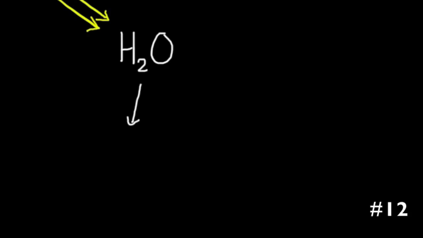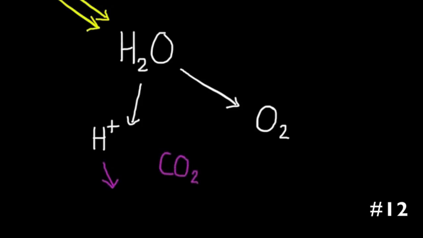An incorrect answer in the past has been that it comes from the carbon dioxide, but you'll notice that the carbon dioxide combines with the hydrogen ions in order to produce the glucose. So the oxygen in the carbon dioxide goes into the glucose. The oxygen that's released as a waste product comes from the photolysis of water.